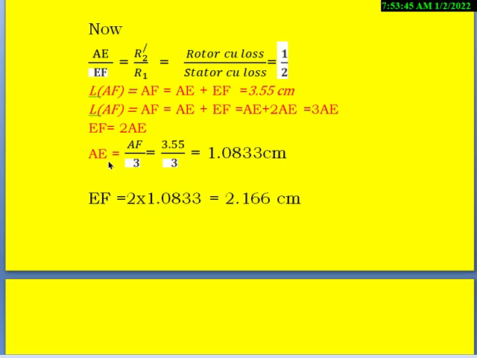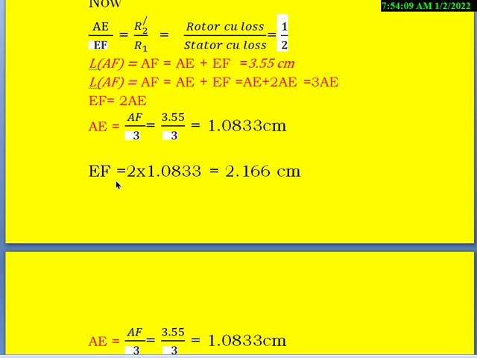Now we can calculate AE, which is nothing but AF by 3. The AF value is known, that is 3.55 centimeters divided by 3, so we get 1.0833 centimeters. Now we can calculate EF, which is 2 times AE. That is 2 into 1.0833, that is 2.166 centimeters.